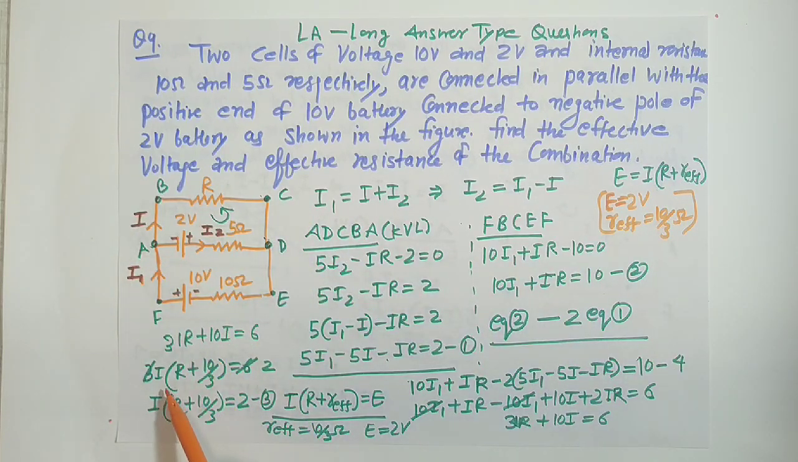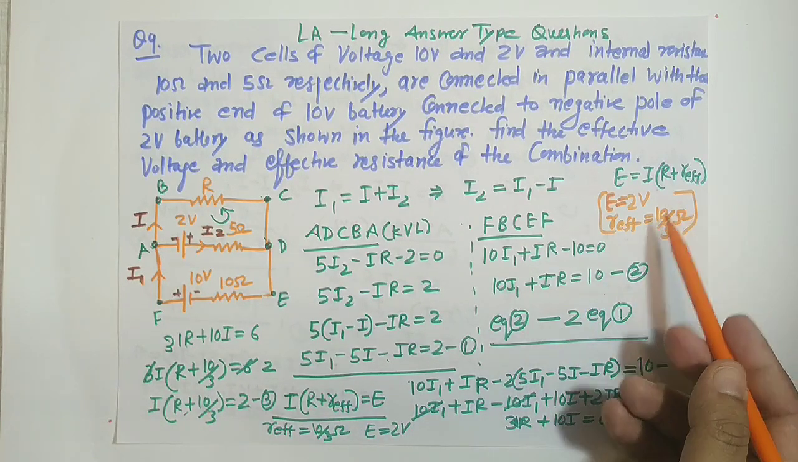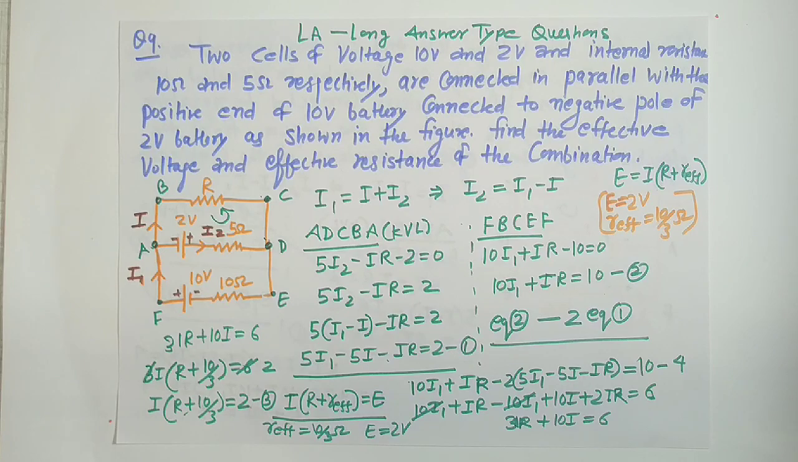So we solve it like this, and 3I is taken common, where 3 will come down. So 3 by 6 is 2. So it will be in this form: I(R plus R effective) equal to E. So what is E? 2 volt. What is R effective? 10 by 3. So this is the answer for this question number 9.